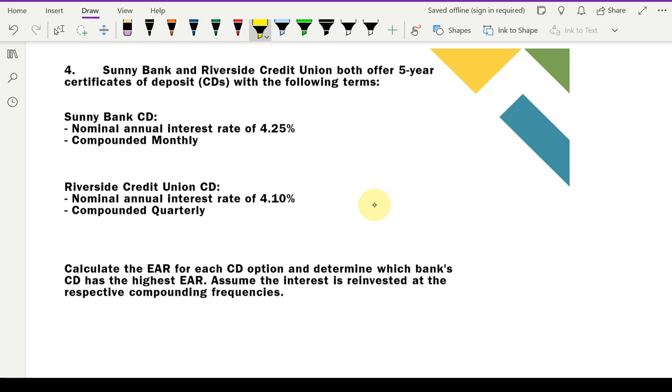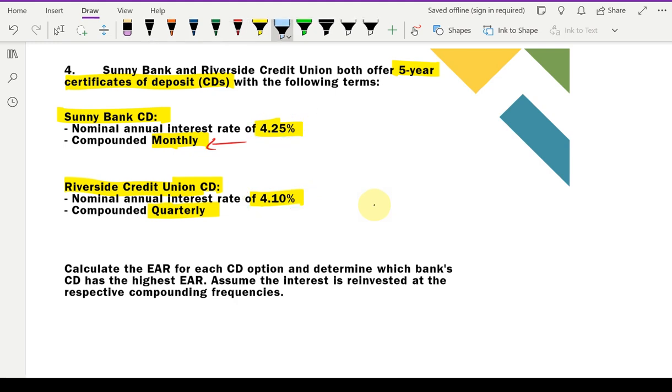Sunny Bank and Riverside Credit Union both offer 5-year certificates of deposit with the following terms. So nominal interest rate of 4.25, compounded monthly for Sunny Bank, and Riverside Credit Union CD has a nominal annual interest rate of 4.1, compounded quarterly. So this should start sinking in that the more compounding periods we have, the higher the rate's going to be from the nominal rate. So the monthly rate is already higher, 4.25, than the 4.1 at quarterly. So I can tell you right now that Sunny Bank is already higher. But let's see what the question is.